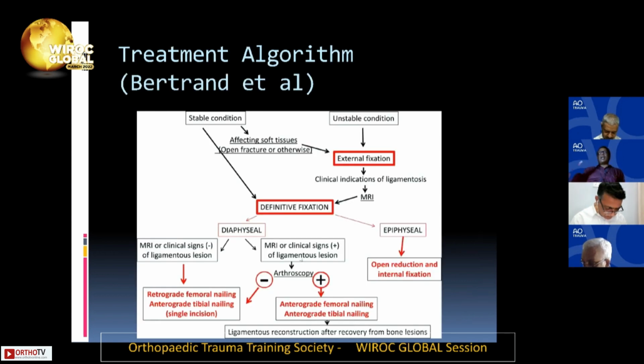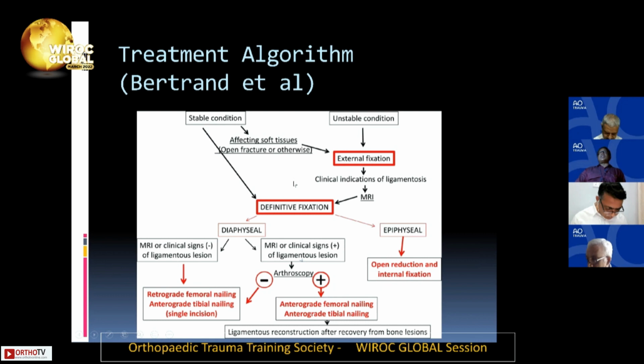So there is a treatment algorithm which was given by Bertrand et al. If the patient with a floating knee is in stable condition and it is a closed fracture, then you can think about a definitive fixation. But if it is an open fracture, then you have to think about external fixation, or depending on the grade, you can go ahead with a definitive fixation with primary debridement. That depends on your choice, how you want to do that.